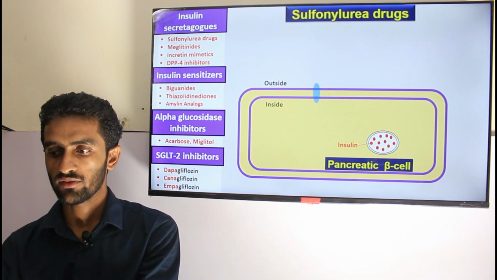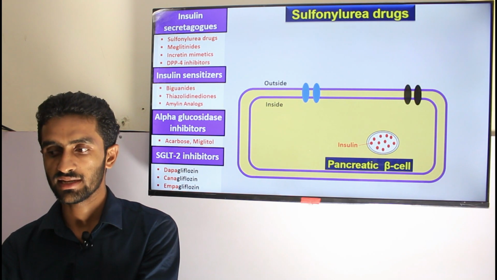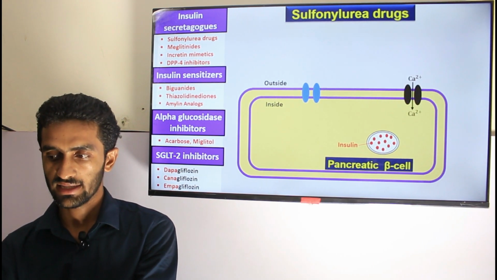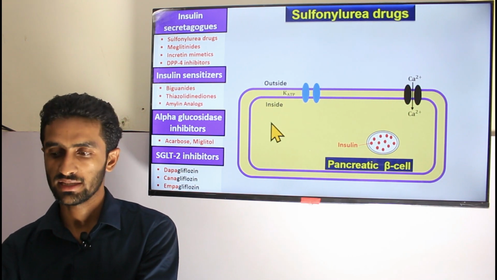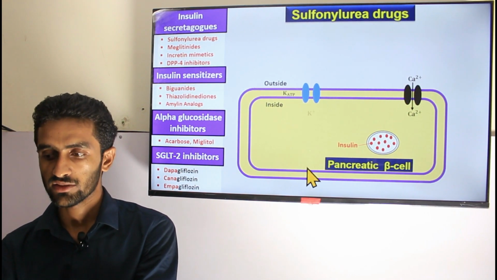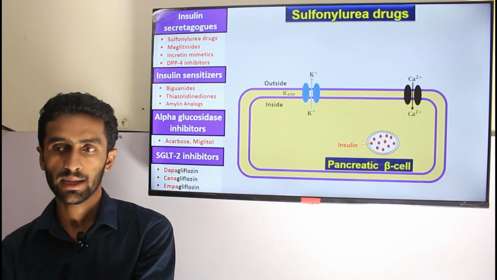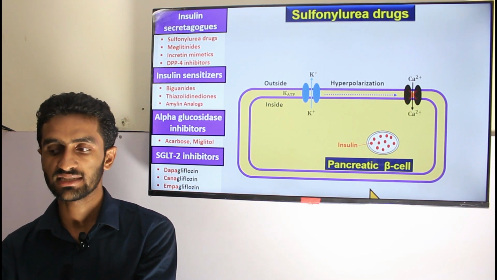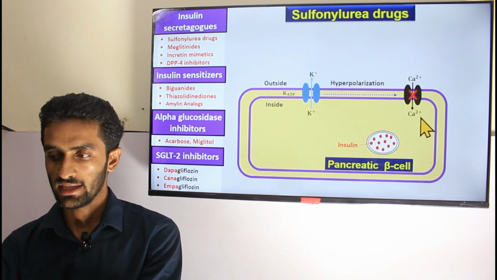Let's look at what is happening here. Here are the two channels. One is the calcium channel, through which calcium enters the cell, and the other is the ATP-sensitive potassium channel, through which potassium goes outside and causes hyperpolarization. Normally this hyperpolarization occurs, which inhibits the calcium channel. So there is no calcium entry in the normal case.